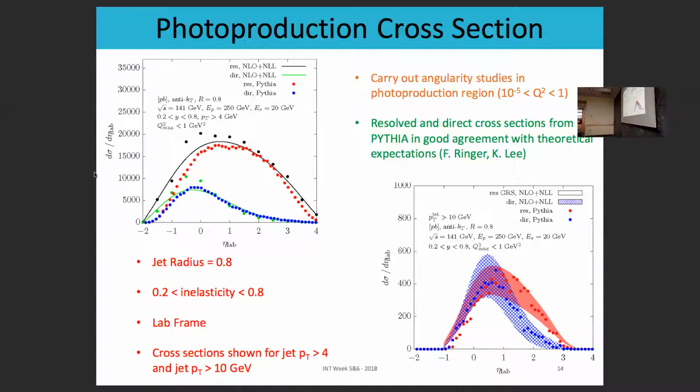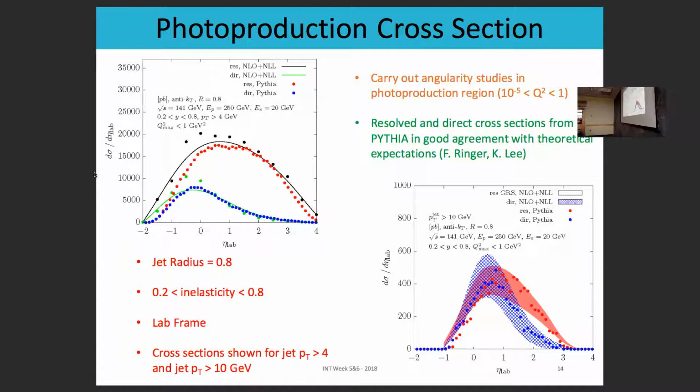So we're looking at Q-squareds between 10 to the minus 5 and 1. Again, we'll be looking at resolved and direct, so photon-gluon fusion and QCD Compton. Here I'm showing a jet radius of 0.8. I've tightened my inelasticity cut a little bit. Now I'm also working in the lab frame, so everything here is shown for the lab frame.